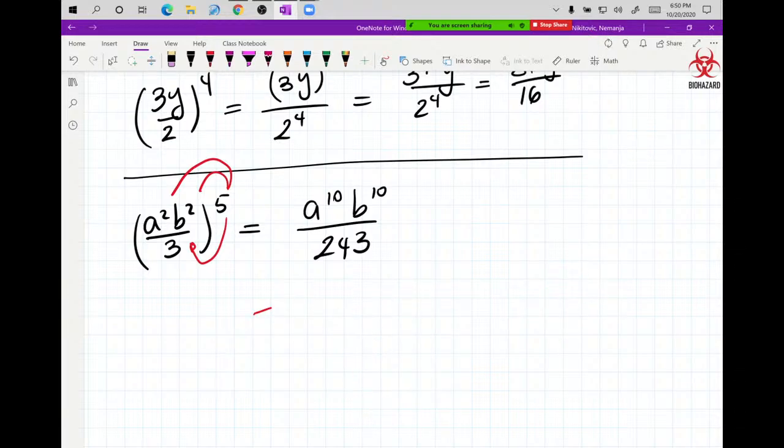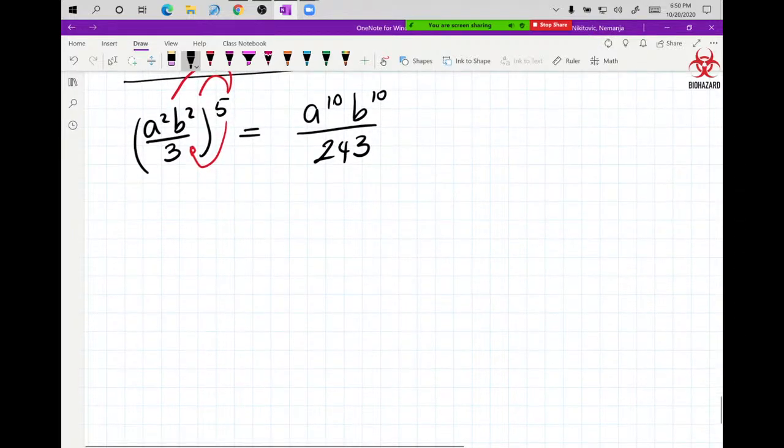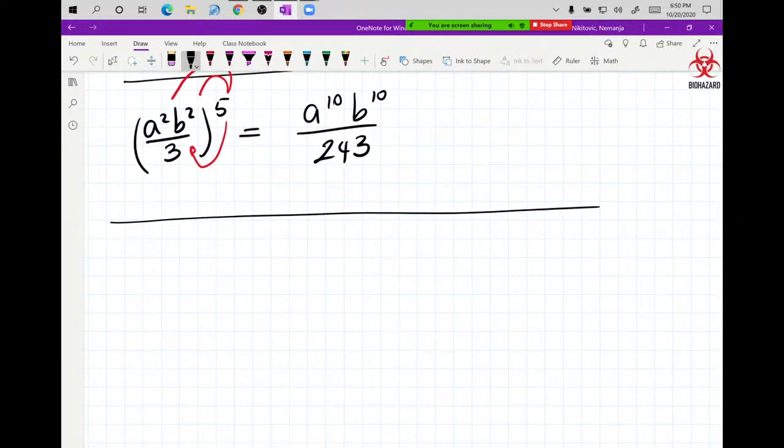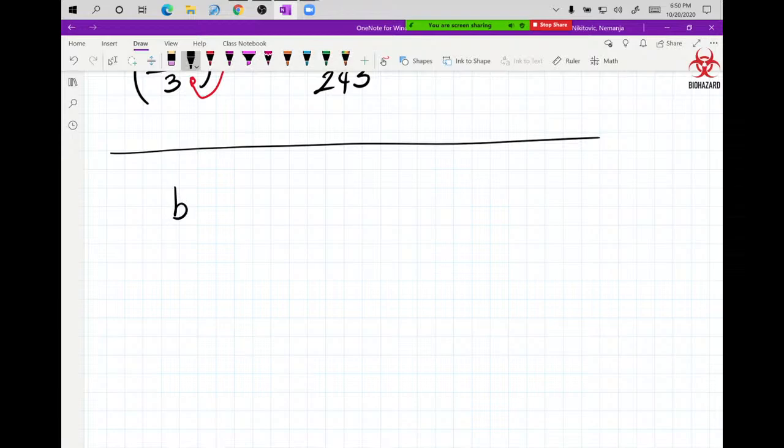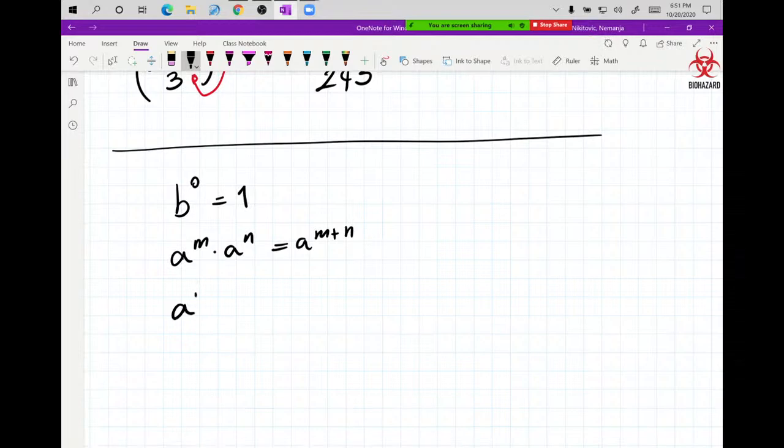That's it, guys. That's the rules of exponents. So I'm going to put all of those rules in one spot. We have b raised to 0 is going to give us 1. We have a^m times a^n is a^(m+n). We have (a^m) raised to the n, that's going to give us a^(mn).